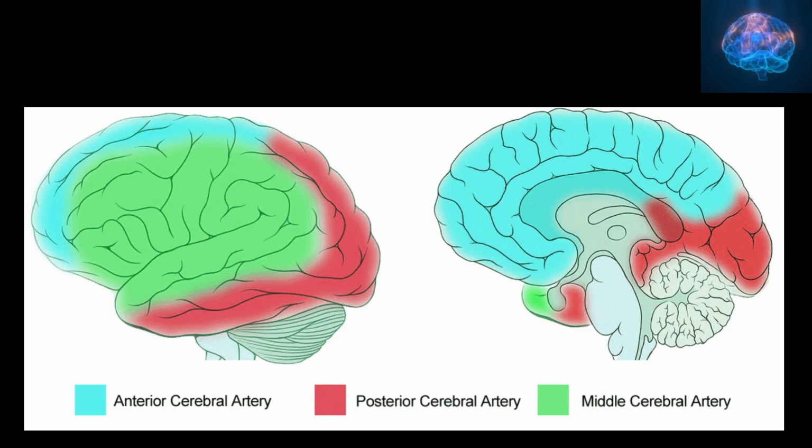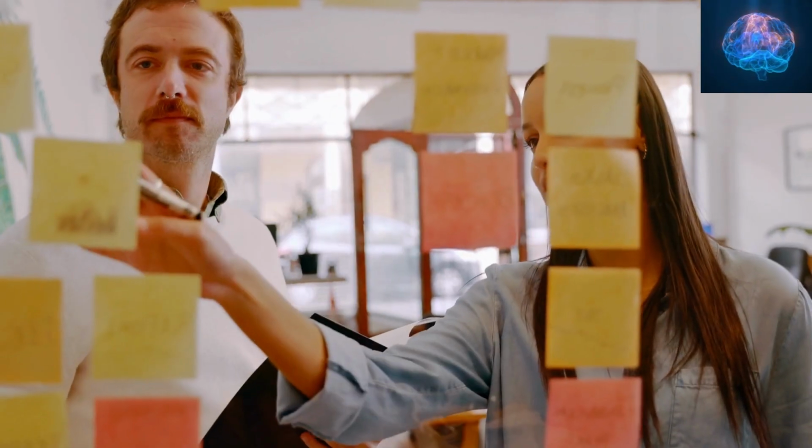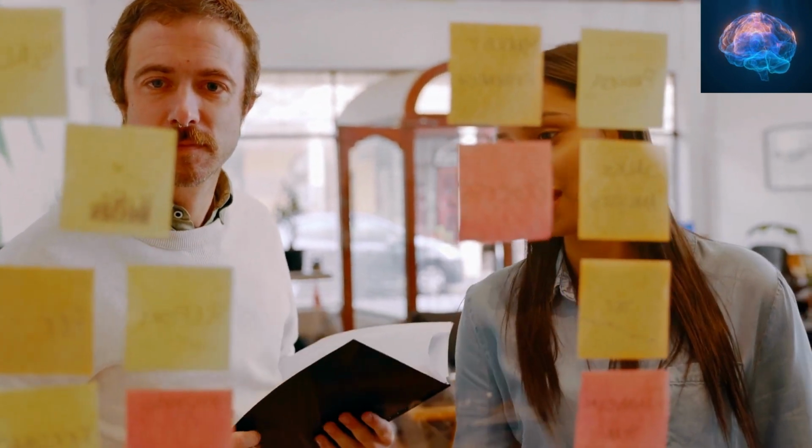The anterior cerebral artery, ACA, supplies blood to the medial surface of the frontal and parietal lobes, which are responsible for movement, sensation, and higher cognitive functions such as decision-making, problem-solving, and social behavior.